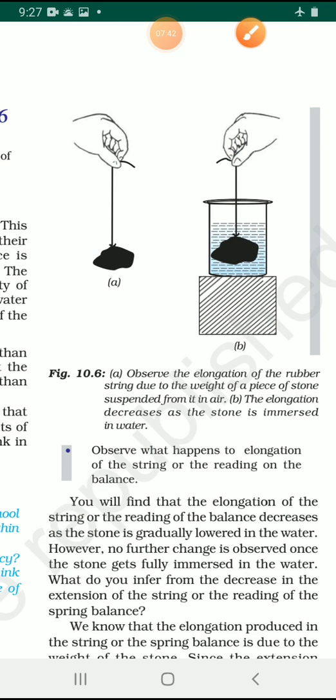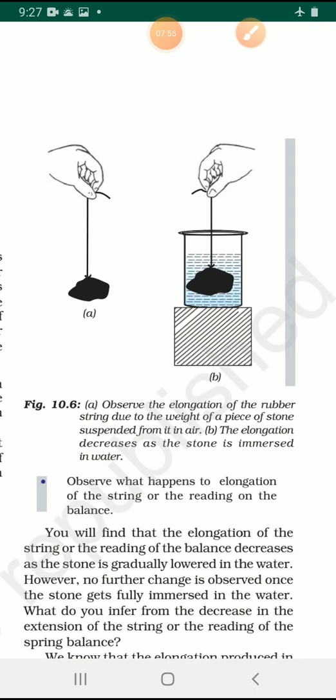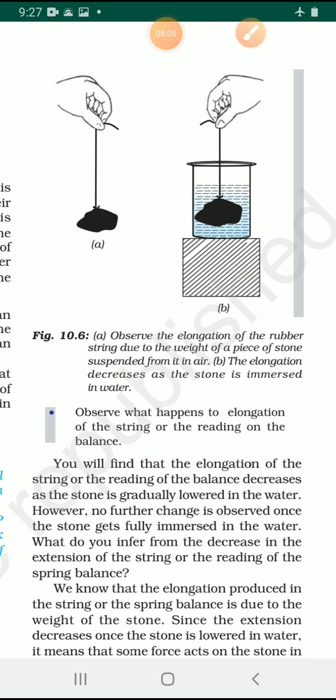Here you can observe that the elongation of the rubber string due to the weight of the piece of stone suspended in air decreases as the stone is immersed in the water. It is obvious, as we have discussed in previous classes also, that it is very easy to lift a stone inside the water, whereas it is difficult to lift the stone outside the water, right? It is only because of the thrust applied by the water.